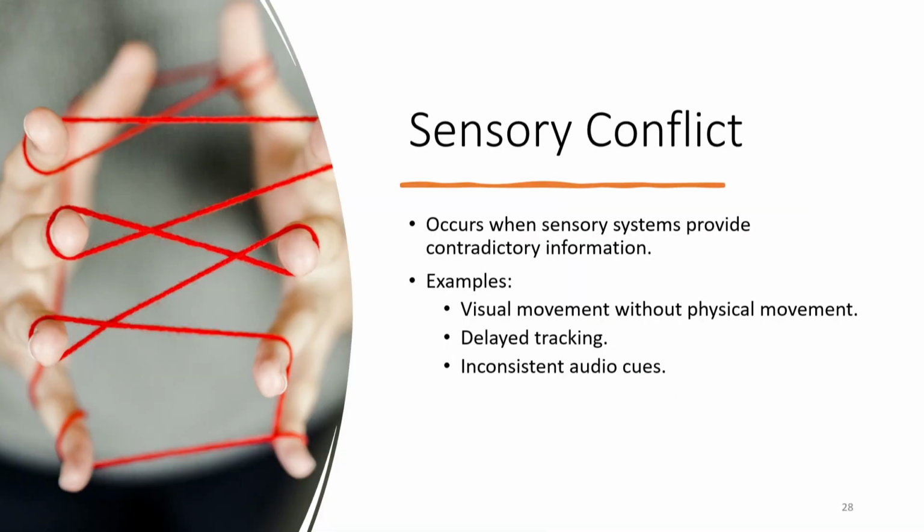A key issue to think about is that of sensory conflict, which occurs when sensory systems provide contradictory information. For instance, there might be visual movement that you might find without any physical movement occurring from you. So, if there is visual movement in your display when you have not made any physical movement, that can lead to a conflict between your senses.